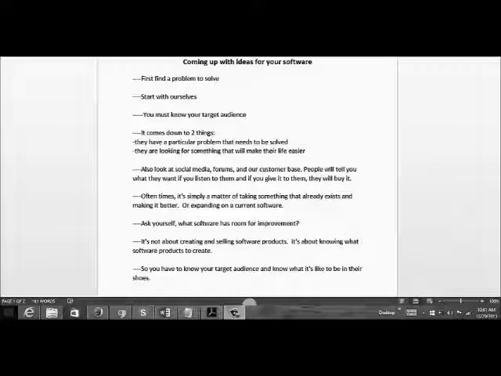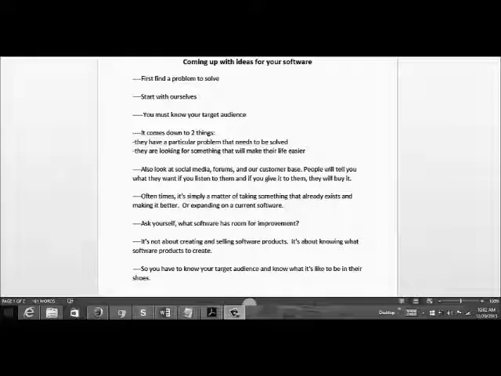You must also know your target audience that you plan to sell your software to. So basically, it comes down to two things. One, consumers have a particular problem that needs to be solved, and two, they are looking for something that will make their life easier. You can also look at social media, forums, and your customer base to get an idea of what types of problems your customers or potential customers have and what they're willing to pay for. Because most of the time, people will tell you what they want, and if you give it to them, they will buy it. And oftentimes it's simply a matter of taking something that already exists and making it better, or expanding on the current software.